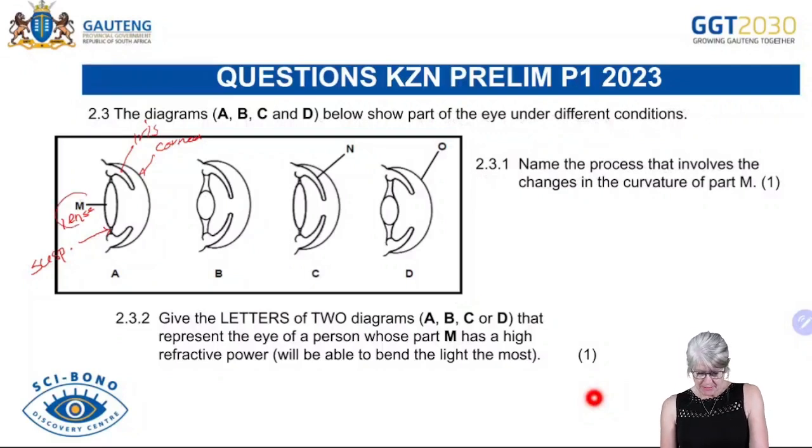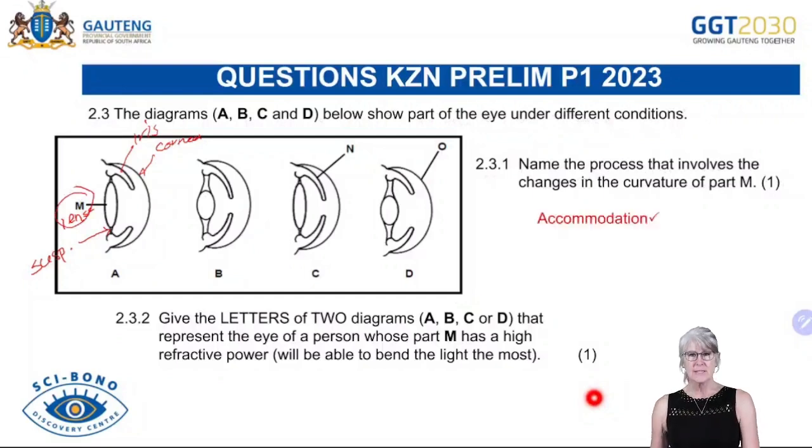We already identified M as the lens. So the process that changes the shape of the lens is known as accommodation. Let's have a look. Correct. Right, then question 2.